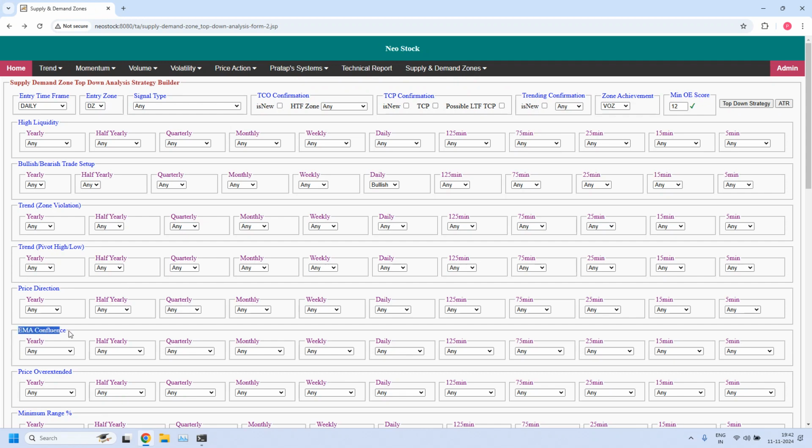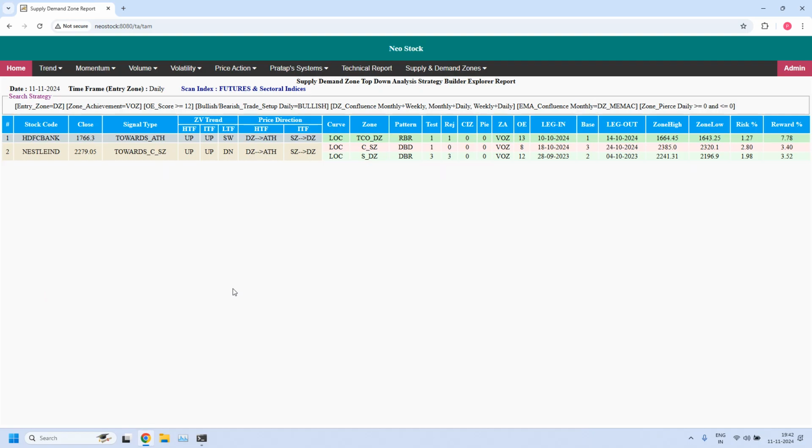The EMA confluence and monthly time frame. Monthly demand zone with monthly EMA confluence. We got both the stocks. Both are high probability setups. That's why it is already tested 3 times. Nestle. Today in HLQ analysis we discussed about it.